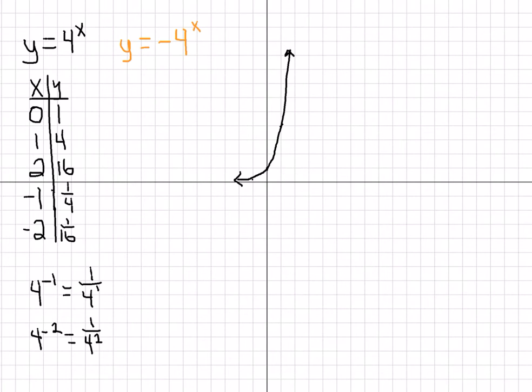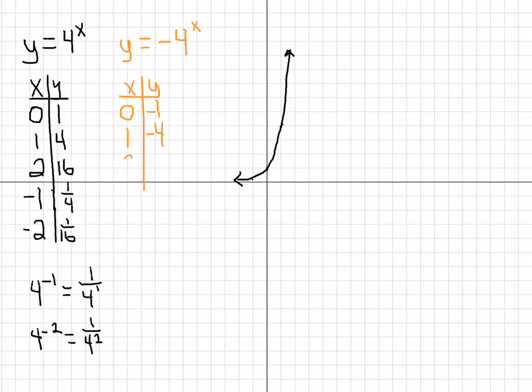Now, let's look at one where you have a negative in front. So y equals negative 4 to the x. So again, let's just make a table. Let's plug in some points. You've got to do the exponent first. Order of operations, exponents before this negative in front. So it's going to be 4 to the 0 is 1, and then negative, so negative 1. 4 to the first is 4, negative, so negative 4.